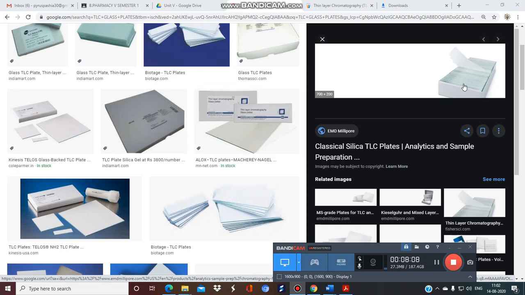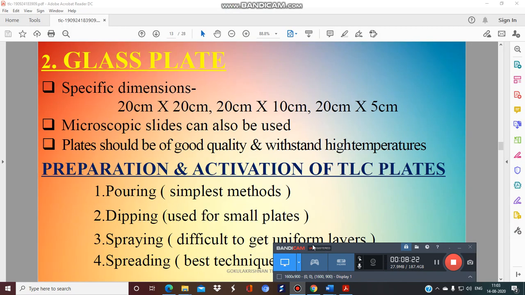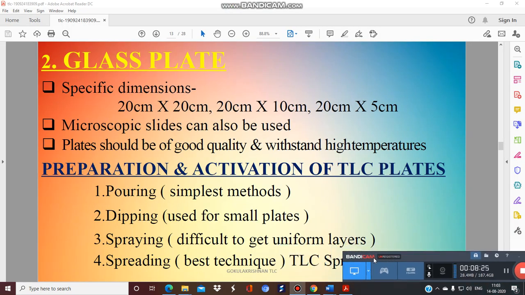Whereas in these types of plates, the glass plates, we have to prepare the slurry of the adsorbent, that is the stationary phase, and spread a thin layer onto this glass plate. Okay, I think this is clear. And for preparation of the glass plate, there are different methods like pouring, dipping, spraying and spreading. We just pour the slurry, we also dip, we use a spray, or you can use a spreader. In our laboratory we have a spreader. I will definitely show you in the practical demonstration in the lab. So we use a spreader also.